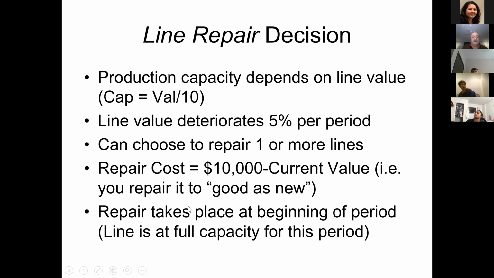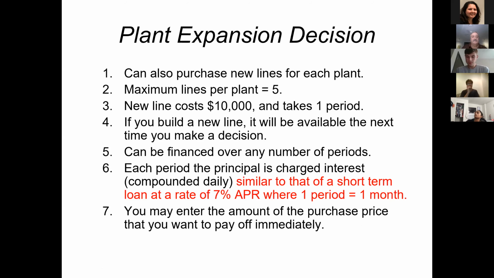If you spend money on it, the repair takes place at the beginning of the period, which means that line can make fully 1,000 CD racks that period. Okay, you can purchase new lines in a plant. Each plant can have a maximum of 5 lines. You may recall the plant you start off with has 4 production lines. If you decide to add a line to a plant, it costs 10 grand, and it takes 1 period to build that line.